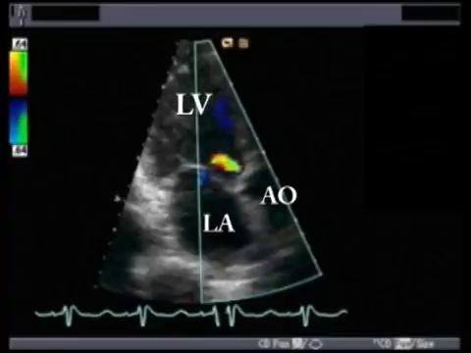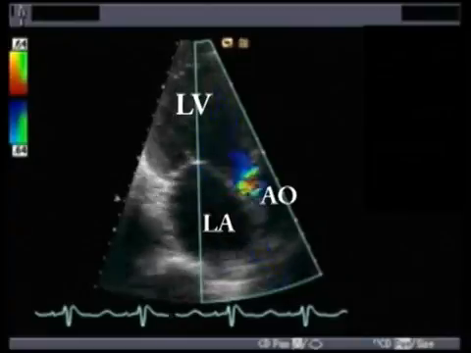Just before heart failure develops, patients with significant aortic regurgitation should have their valve replaced. Many cardiologists follow the 55 rule, recommending valve replacement when the left ventricular end systolic diameter reaches 55 millimeters or left ventricular ejection fraction falls below 55%.